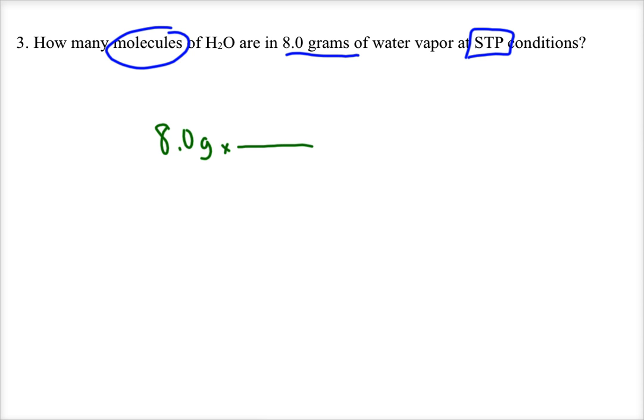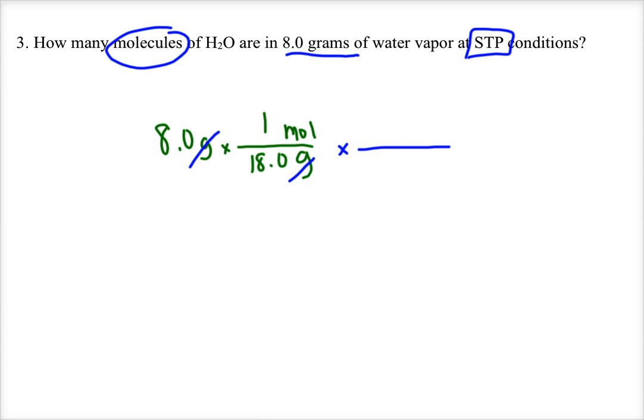We're setting up a conversion fraction, grams in the denominator. We're going to have to convert it to moles first. So this is 1 mole of water, H2O, has a molar mass of 18.0 grams. If we stop the problem here and cancel grams, we will be left with moles.